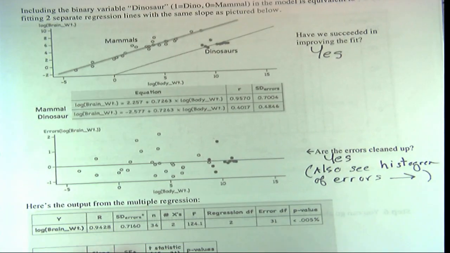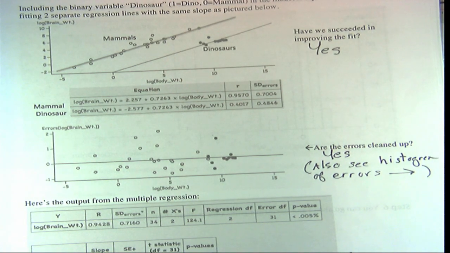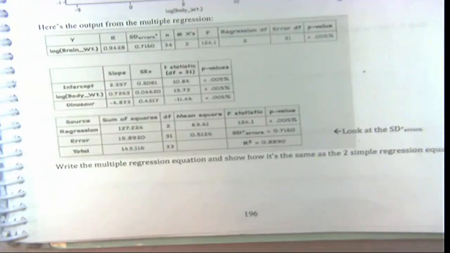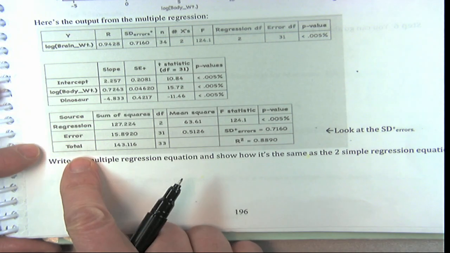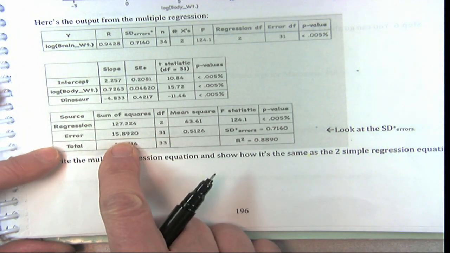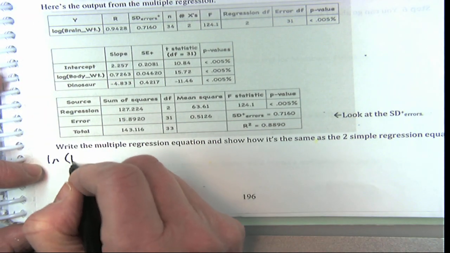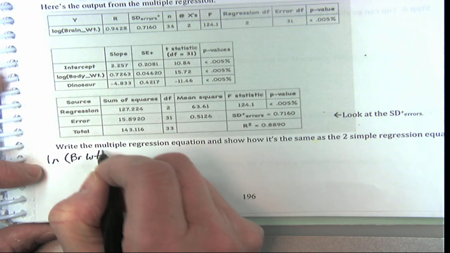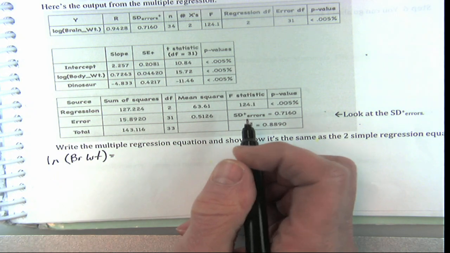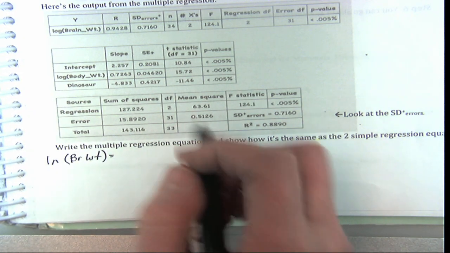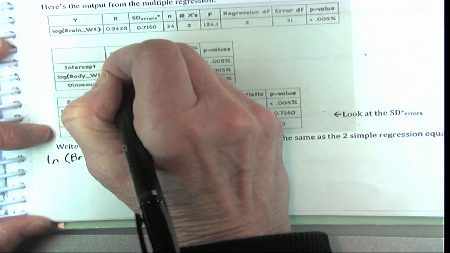And now, here's the output of the multiple regression equation. So let's write this equation down here. These are our slopes right here. So the log of the brain weight is equal to what? This is what we're looking at right here.